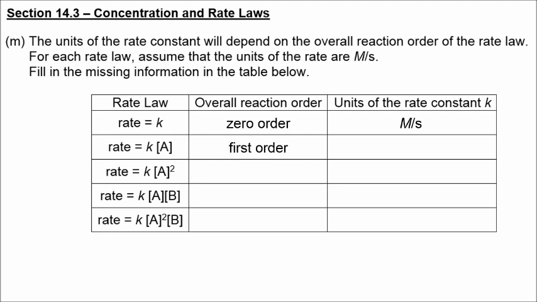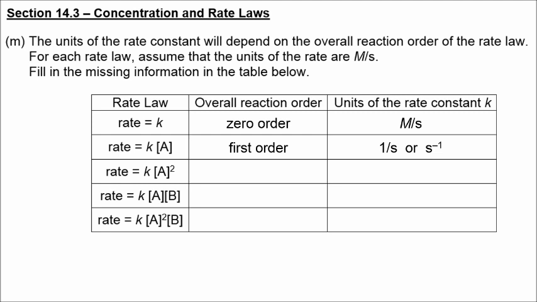Well, what if we have a first order reaction? The units of K would not be molarity per second. The units of K would simply be 1 over seconds, or inverse seconds, because you're multiplying A, which has units of molarity, times K, and you get molarity per second. So the units of K can be whatever they have to be to make the equation work out in terms of the units on both sides.